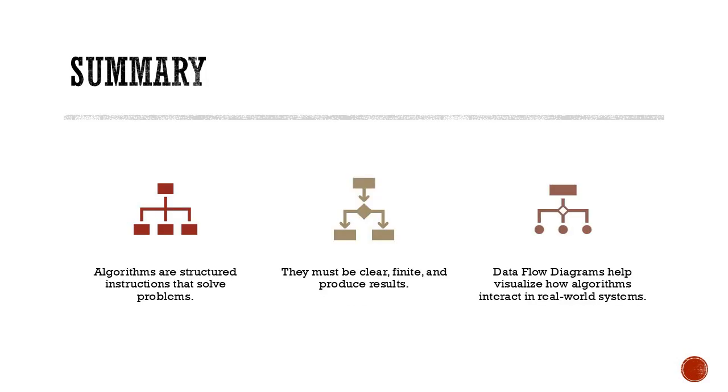So to sum it all up, algorithms are structured instructions that solve problems. They must be clear and properly take inputs and give outputs. They are effective, doable, and not tied to any specific programming language. Data flow diagrams help us understand how those algorithms fit into real-world systems. They make it easier to improve processes and build smarter software.